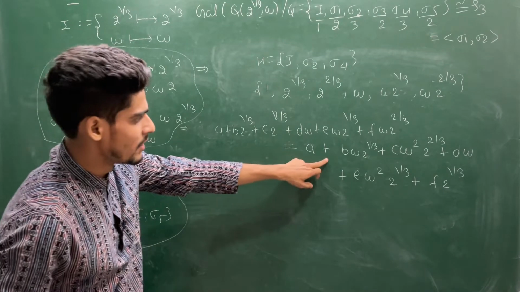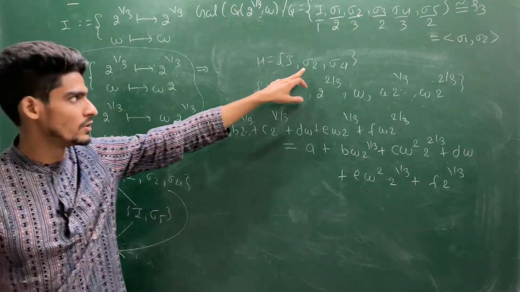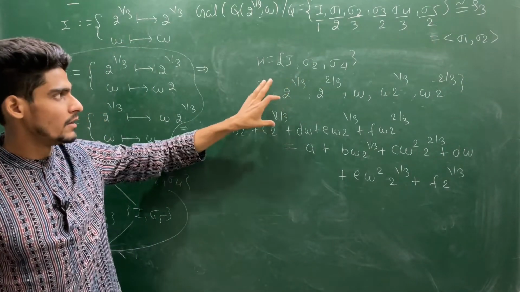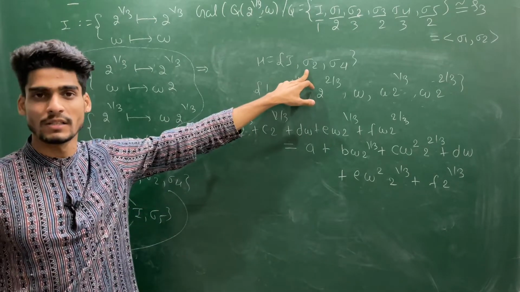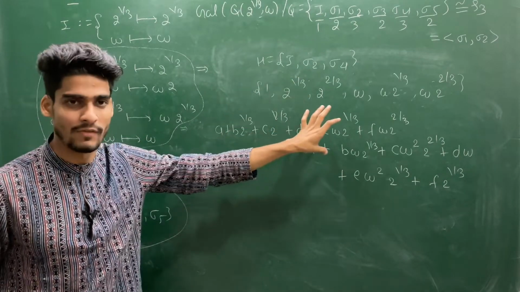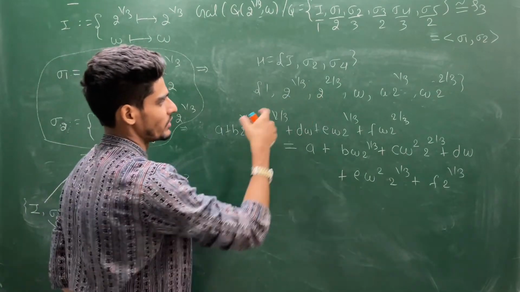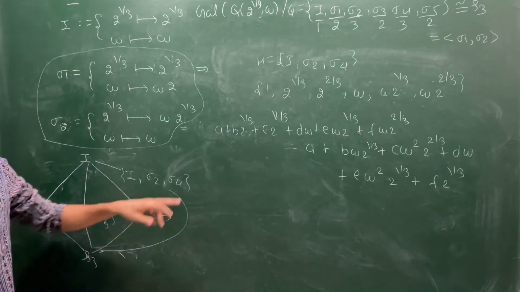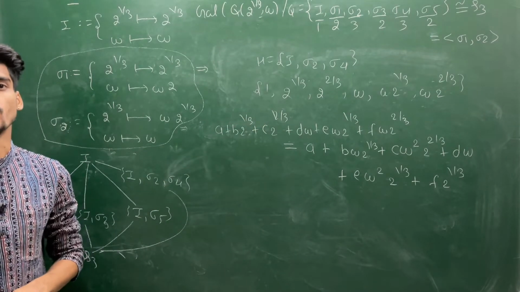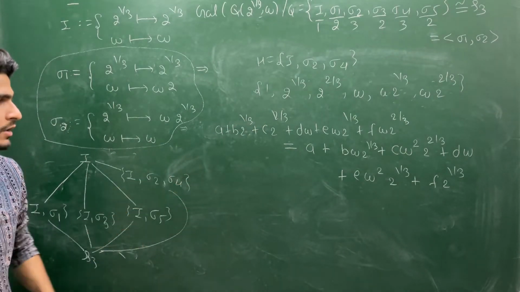So this is the image found by this sigma 2, and you are seeking those elements which are fixed by sigma 2. If it is fixed, then it will go to its own image. So if you compare, because you are writing with respect to the basis, and with respect to a basis every element has a unique representation, so you use the unique representation.